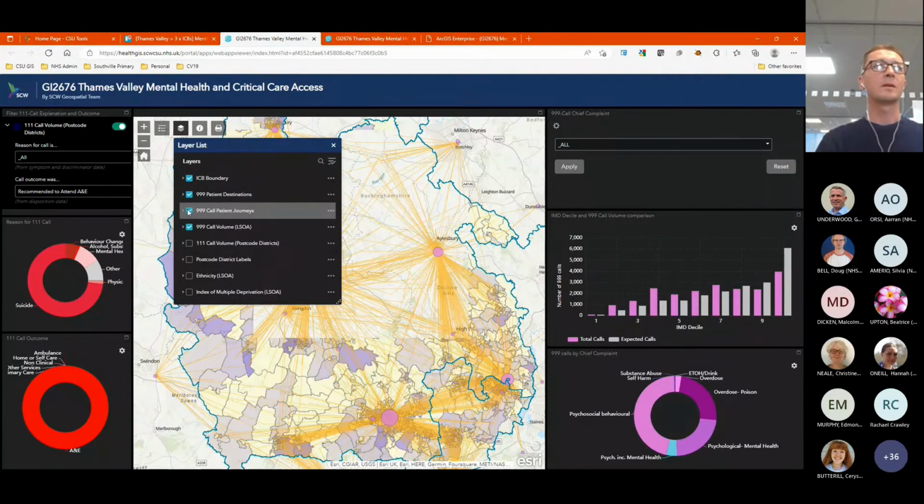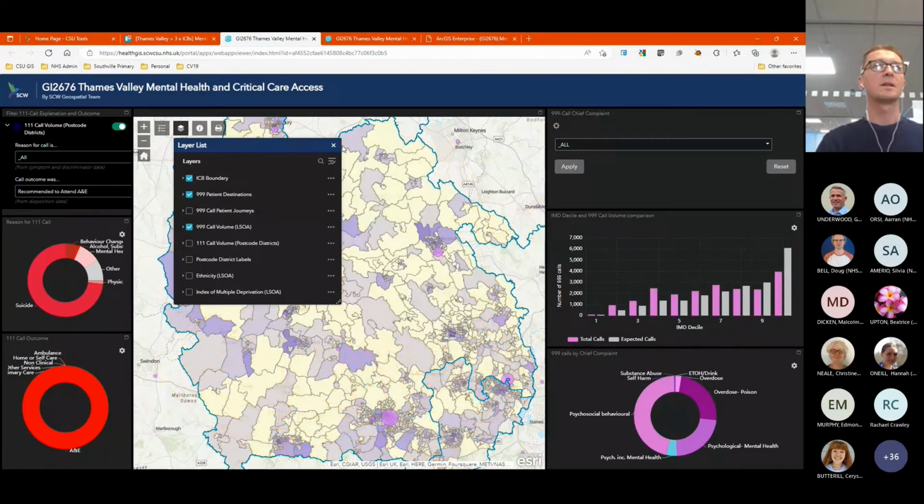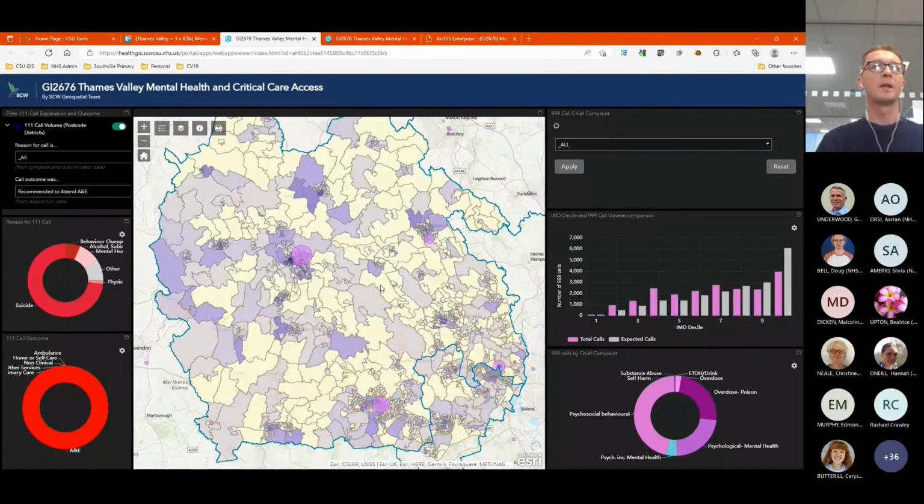I clicked on the wrong thing there. Action journeys, click there. Okay, so as before, there are always infographics active. So what we've got here is what are the 999 calls by chief complaint. So what's the reason for the call?